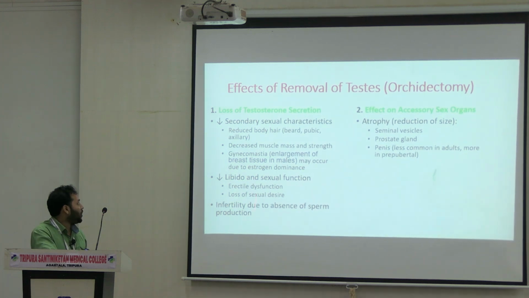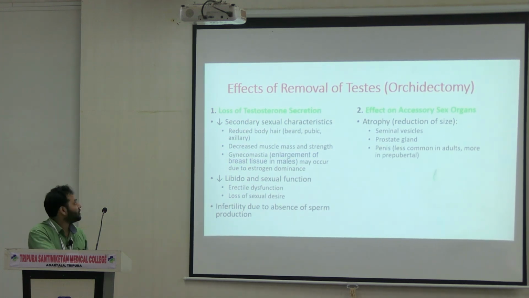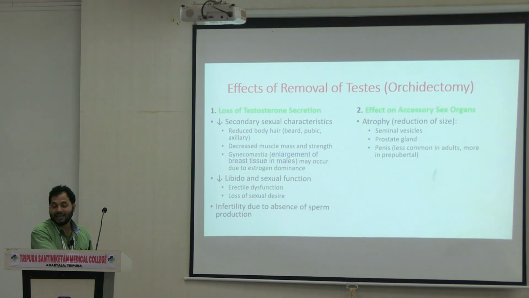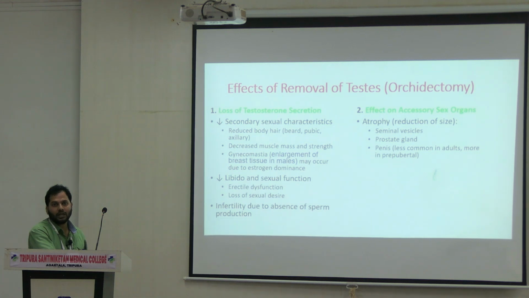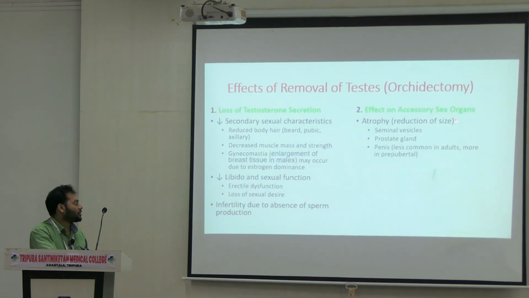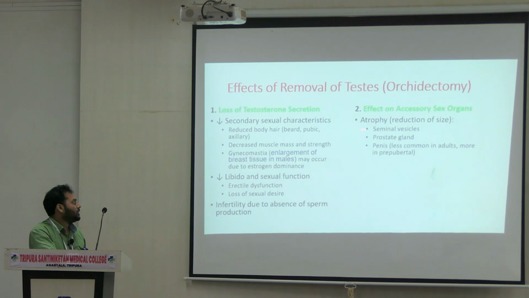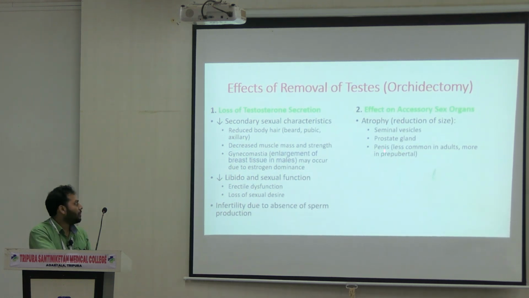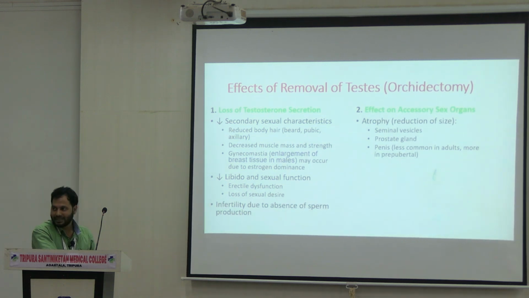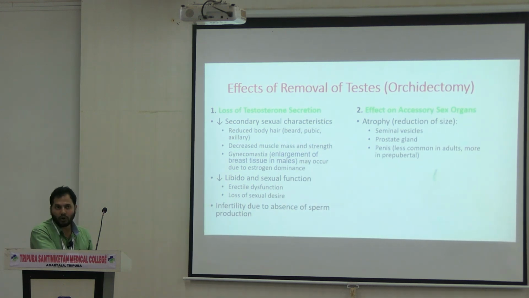So these are the most important effects of the removal of testes that basically occur in the primary genital organs of the male sex. At the same time, due to the removal of the testis, it also affects some accessory sex organs, like you can see atrophy, right? So atrophy in different parts of the accessory sex organs. These are the most important effects of removal of testes.